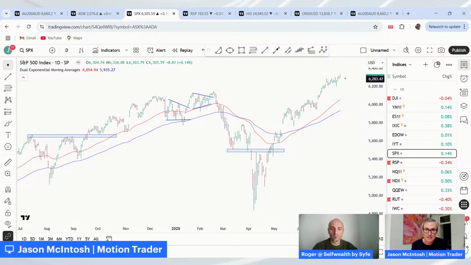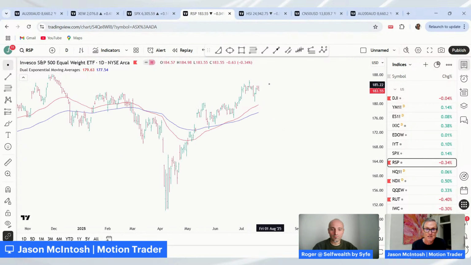So you can see here the S&P 500 is making new highs. When we look at the S&P 500 on an equal weighted basis, you see it hasn't made new highs over the last week. So there is a little bit of divergence there. I don't think this is a great concern at this stage, and it's certainly not a reason to sell.